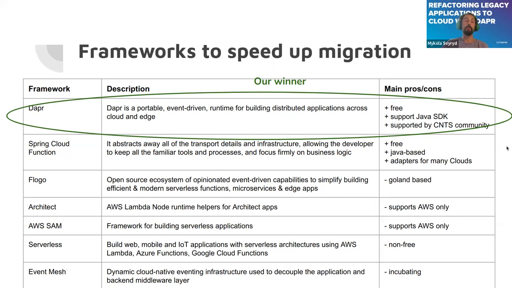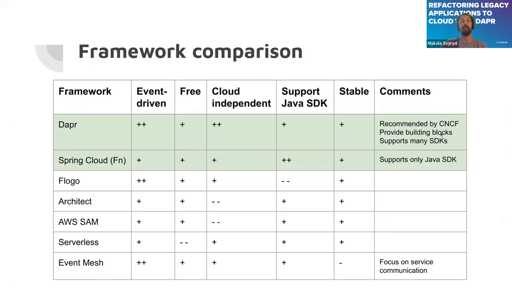And we chose actually DApR, because it's portable, event-driven, and provides building blocks to migrate the application, to communicate between applications. Also, it doesn't depend on a specific cloud. So one of the best options. Here is a comparison itself, that DApR together with Spring Cloud are actually our winners.